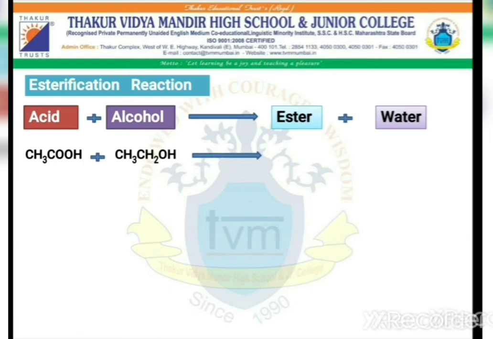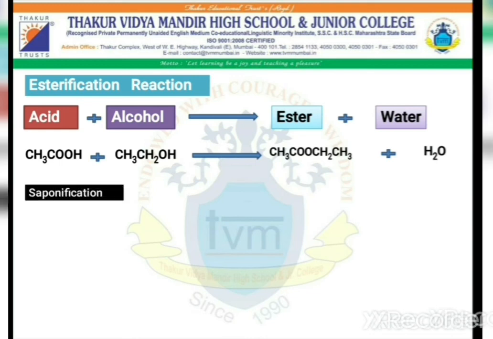Now what happens here is that the last hydrogen atom of CH3COOH is removed and that place is replaced by ethyl. So we get the product CH3COOCH2CH3 plus water. This ester which is formed is called ethyl ethanoate. So that is about the esterification reaction.